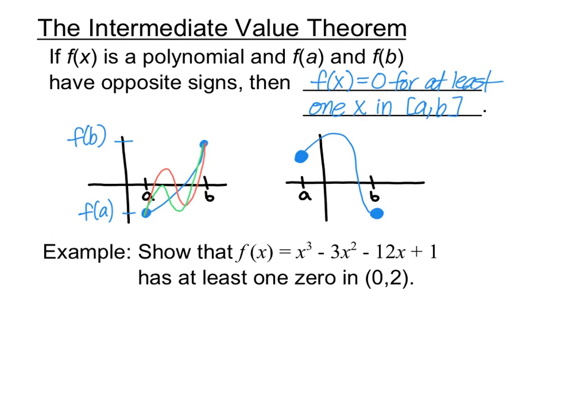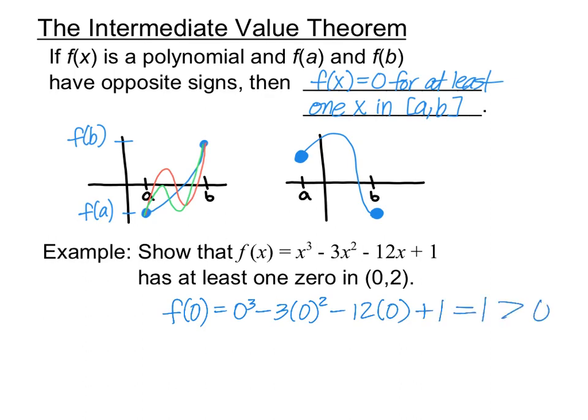So how is this applied to a problem? Let's look at this example down here. Show that this function has at least one 0 in the interval 0 to 2. So what we're going to do is evaluate f of 0, and we're going to evaluate f of 2. F of 0 is 1, which is positive. F of 2.